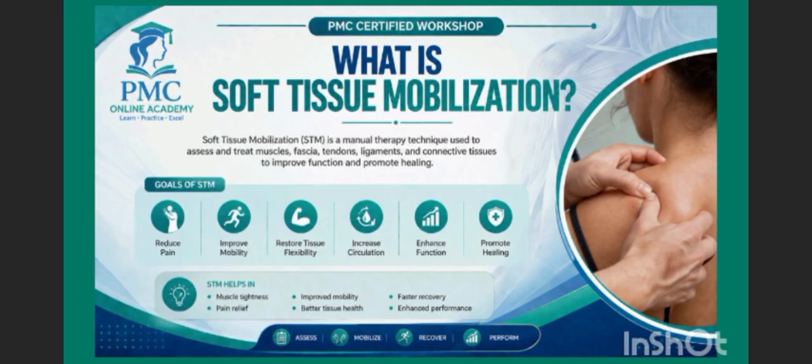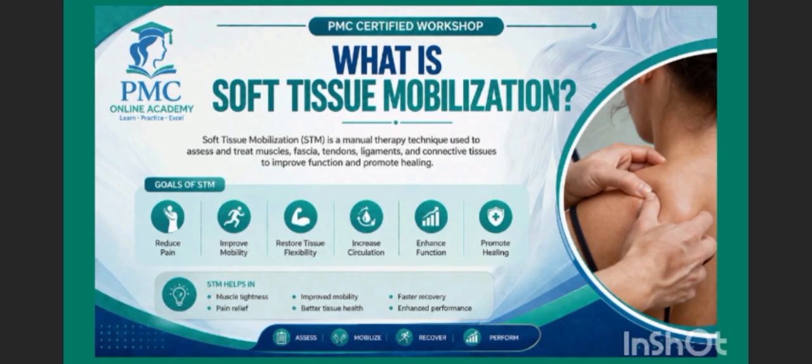Okay, now let's start with the most important question. What is soft tissue mobilization, or STM? Before we learn the techniques, you should know exactly what STM means and why it is such an important part of physiotherapy. Soft tissue mobilization is a hands-on manual therapy technique used by physiotherapists to assess and treat problems involving the body's soft tissues. These soft tissues include muscles, fascia, tendons, ligaments, and connective tissues.